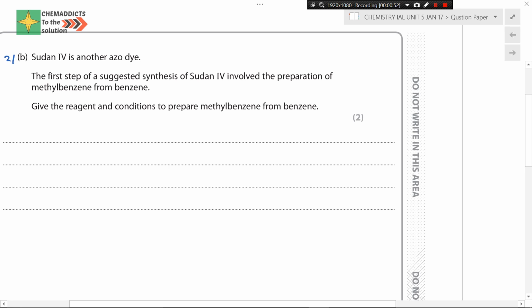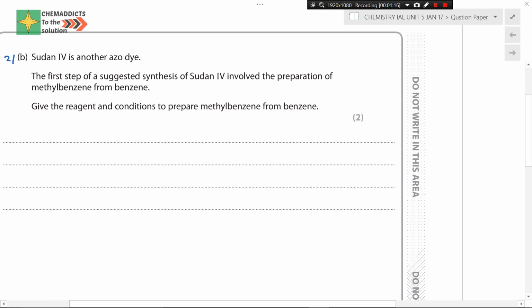Sudan 4 is another azo dye. The first step of a suggested synthesis of Sudan 4 involved the preparation of methylbenzene from benzene. Give the reagent and conditions to prepare methylbenzene from benzene.